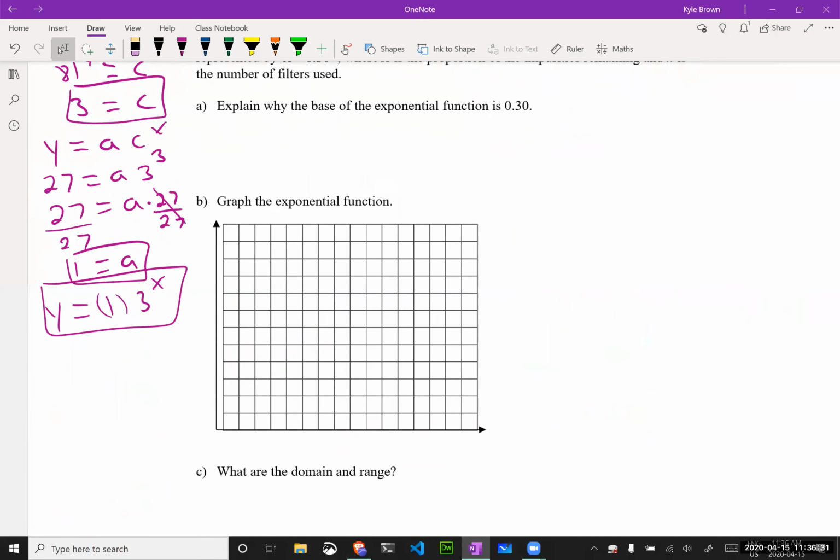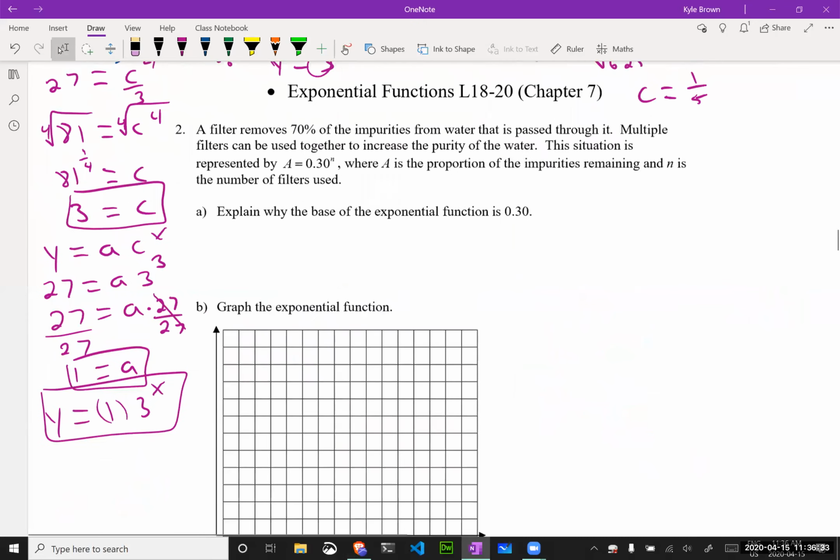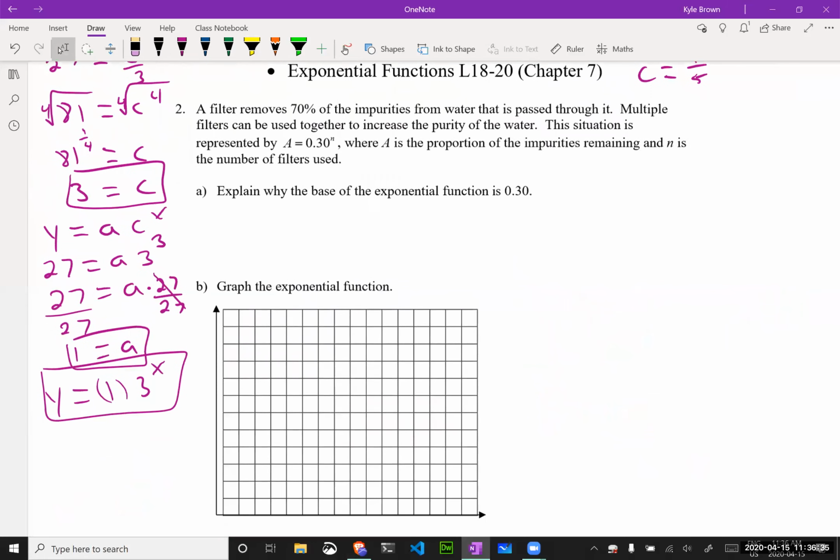The next one says, a filter removes 70% of impurities from water that has passed through it. Multiple filters can be used together to increase the purity of the water. This situation is represented by A is equal to 0.3 to the power of n, where A is the proportion of the impurities remaining and n is the number of filters used. Explain why the base of the exponential function is 0.3.